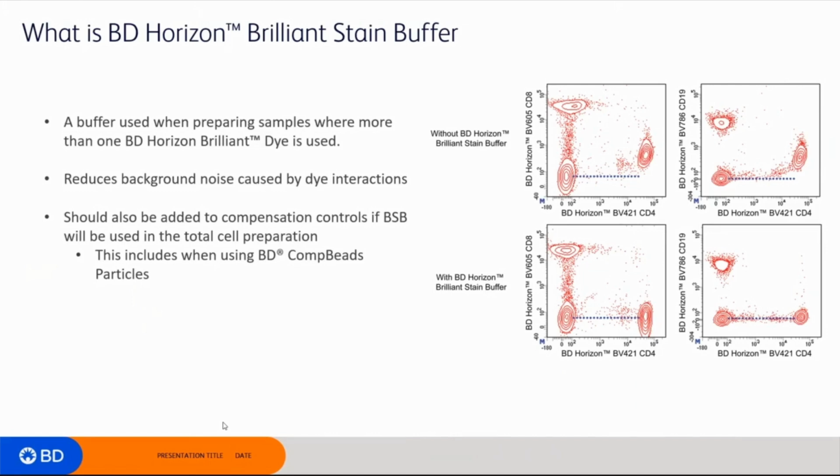So it is important to note that when you deal with more than two or above Brilliant Violet dyes, you need to add the Brilliant Stain Buffer into your sample, and the same goes with your compensation controls as well, including the COMPBeads particles.